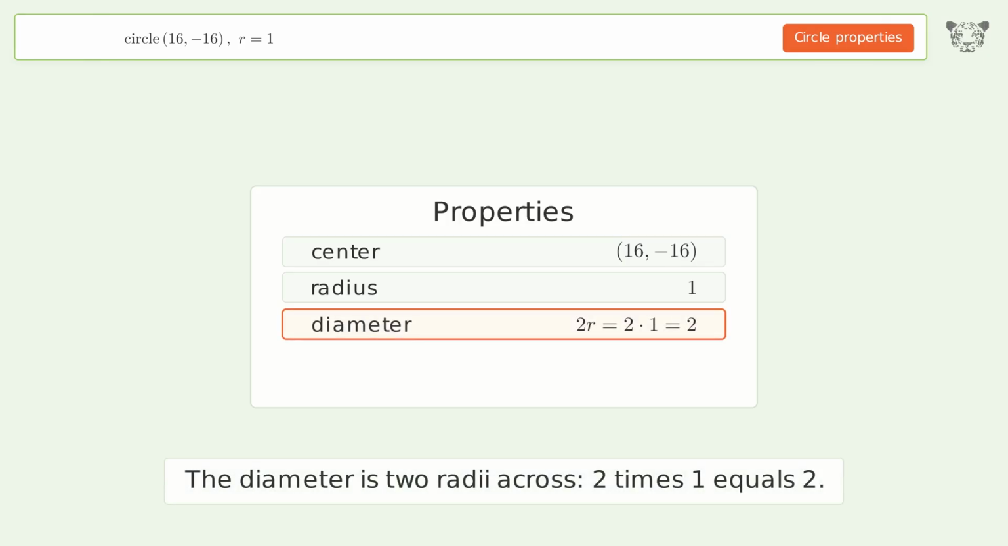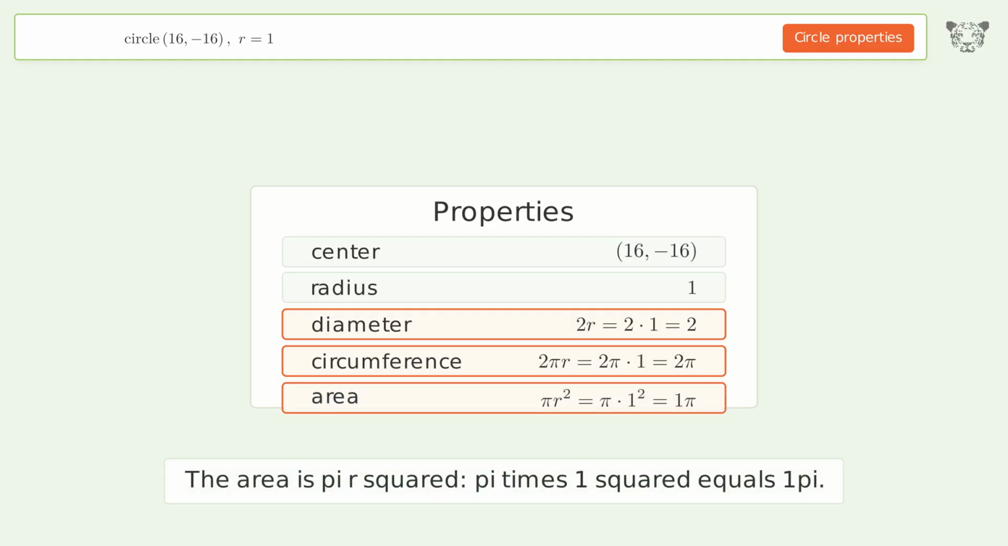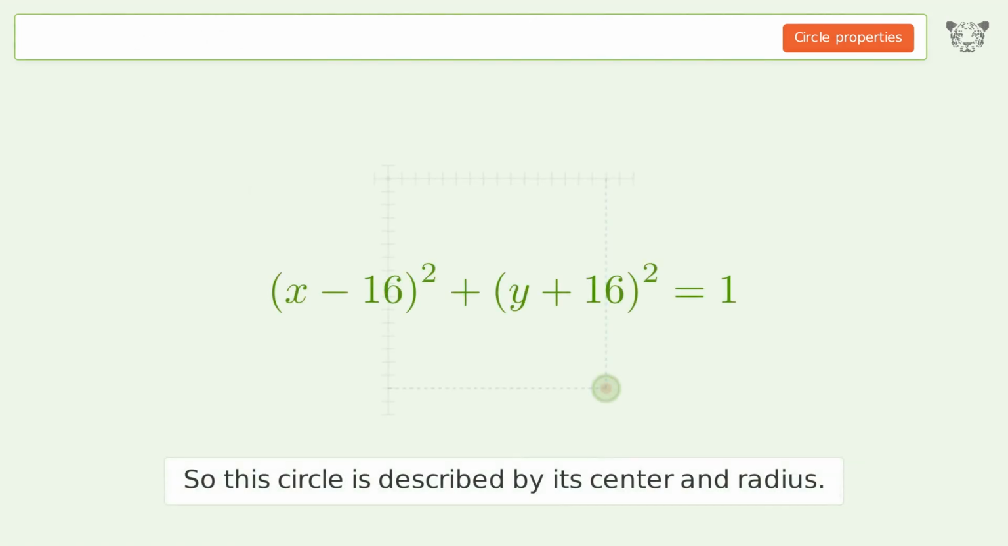The diameter is 2 radii across, 2 times 1 equals 2. The circumference is 2 pi r, 2 times pi times 1 equals 2 pi. The area is pi r squared, pi times 1 squared equals 1 pi. So this circle is described by its center and radius.